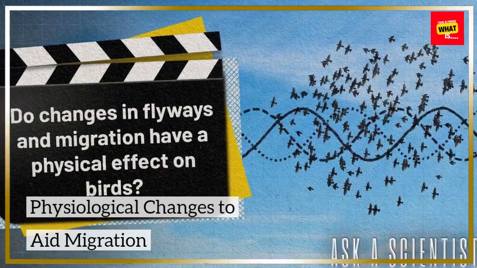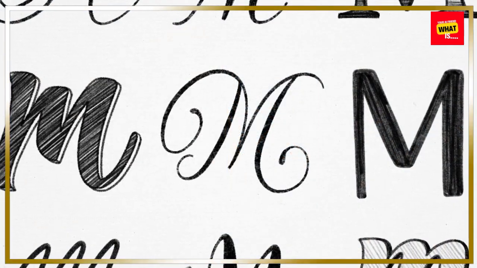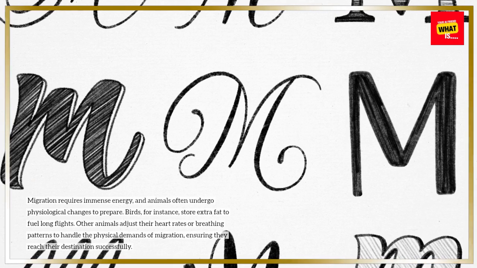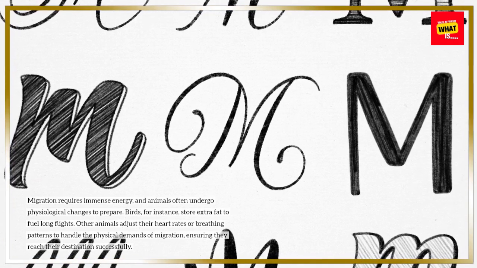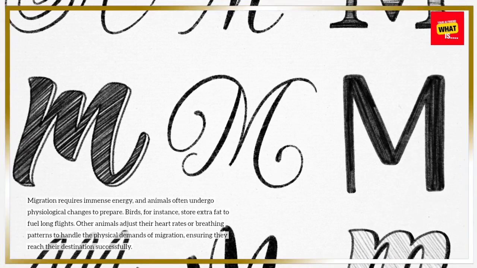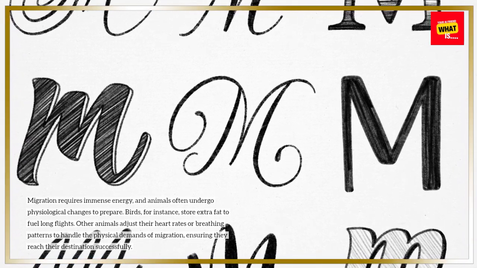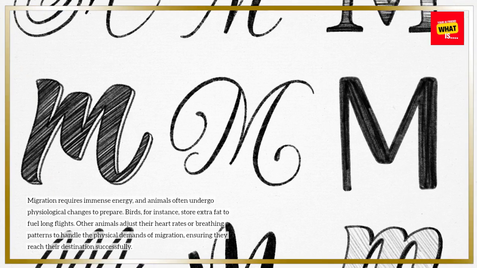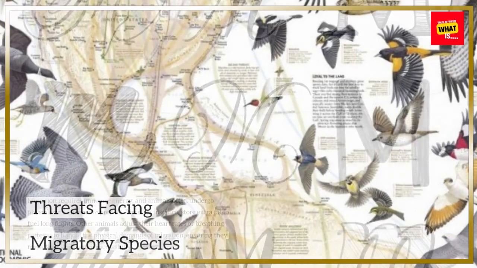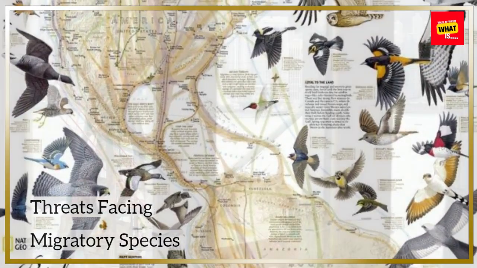Physiological changes to aid migration. Migration requires immense energy, and animals often undergo physiological changes to prepare. Birds, for instance, store extra fat to fuel long flights. Other animals adjust their heart rates or breathing patterns to handle the physical demands of migration, ensuring they reach their destination successfully.